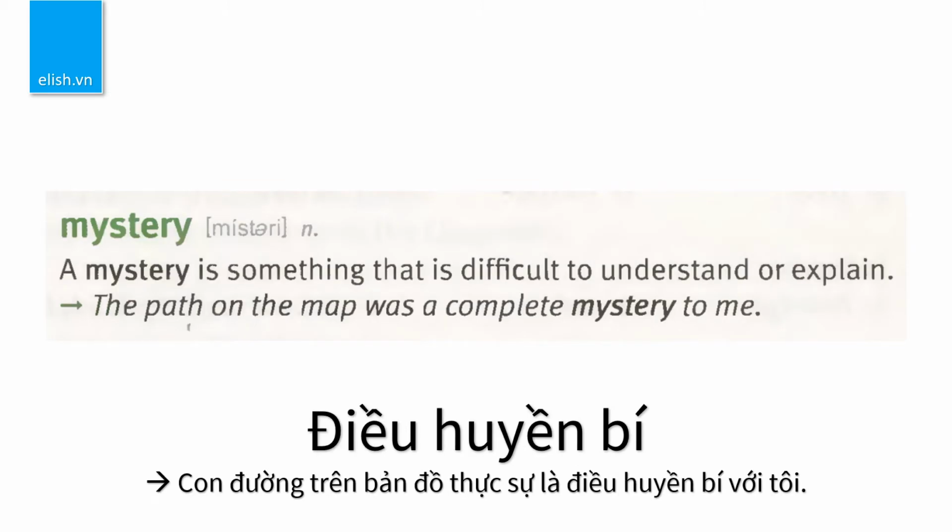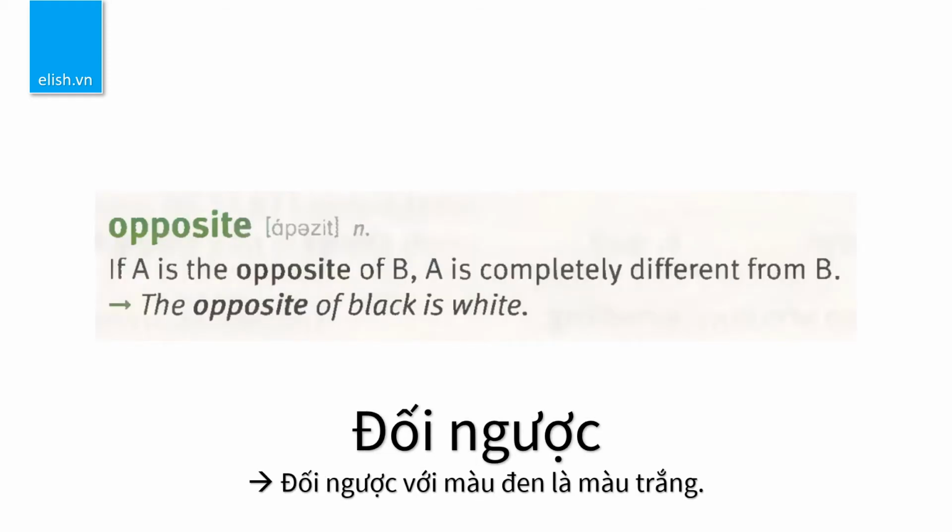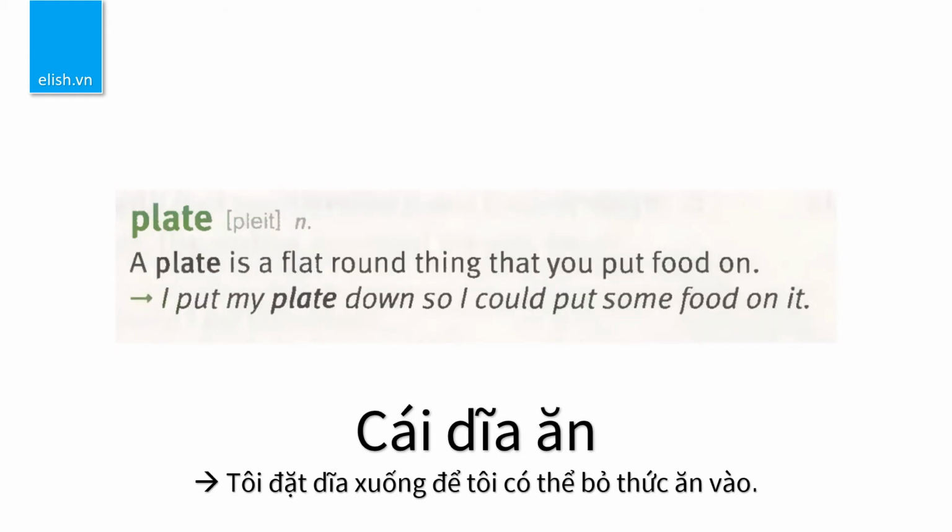Mystery. A mystery is something that is difficult to understand or explain. The path on the map was a complete mystery to me. Occur. To occur means to happen. When did the thunderstorm occur? Opposite. If A is the opposite of B, A is completely different from B. The opposite of black is white. Plate. A plate is a flat, round thing that you put food on. I put my plate down so I could put some food on it.